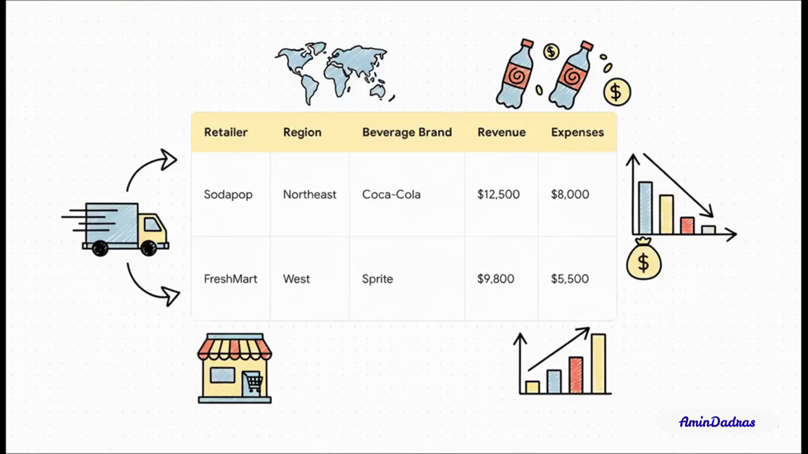Okay, here's a quick peek at the data we'll be playing with. It's from a distribution company, so you can see we've got info on retailers, different regions, all the brands, and of course, the numbers that matter most, revenue and expenses. This is basically our raw material for the entire mission.